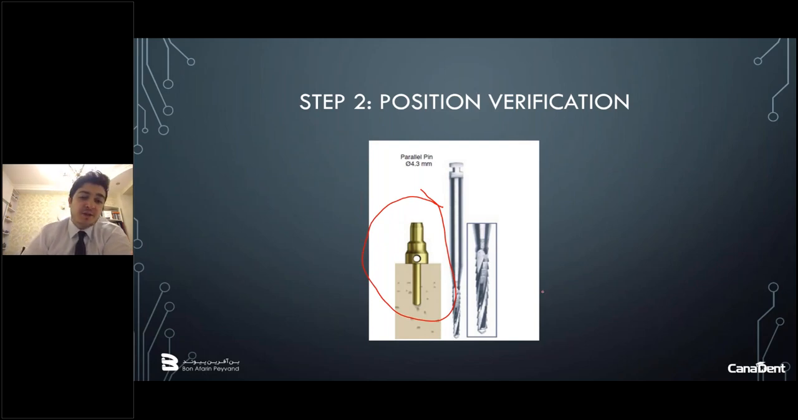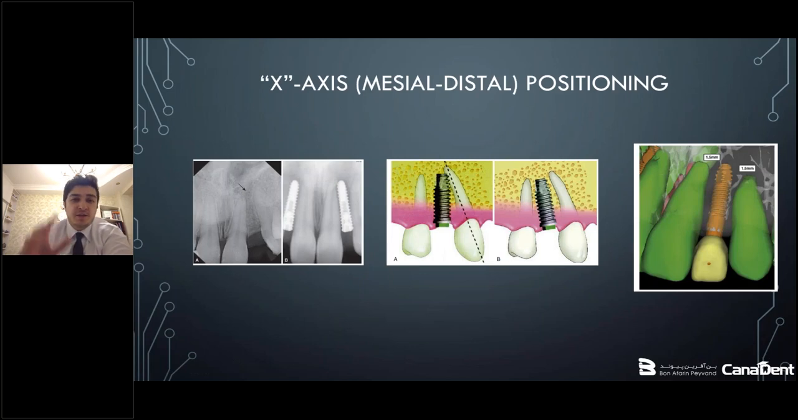But what is the correct position? What should we have in mind? As we all know, an implant is an object in space. So we need three different axes: the x-axis, the y-axis, and the z-axis. The x-axis is the mesiodistal positioning of the implant.